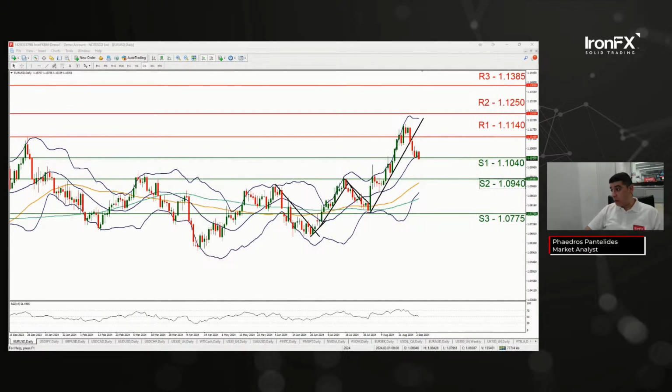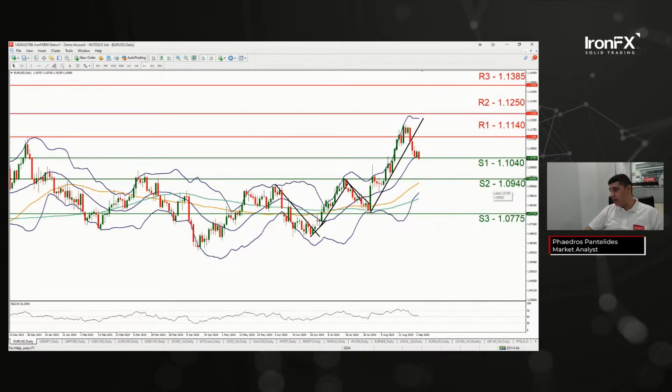We're going to be starting off as usual with the euro against the US dollar. As you can see, the pair has currently broken below our S1 level at 1.1040 and appears to be moving in a downwards trajectory. Having broken the upwards moving trend line, in addition to breaking below our S1 level, the RSI is also at 50, but I would not be surprised to see it moving lower than 50. Overall, it does appear that the euro against the US dollar, at least on the daily chart, is moving in a downwards fashion.